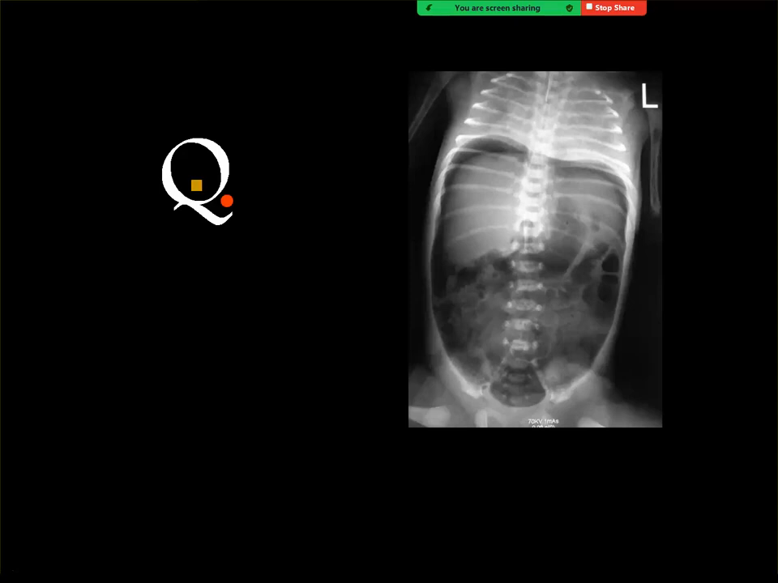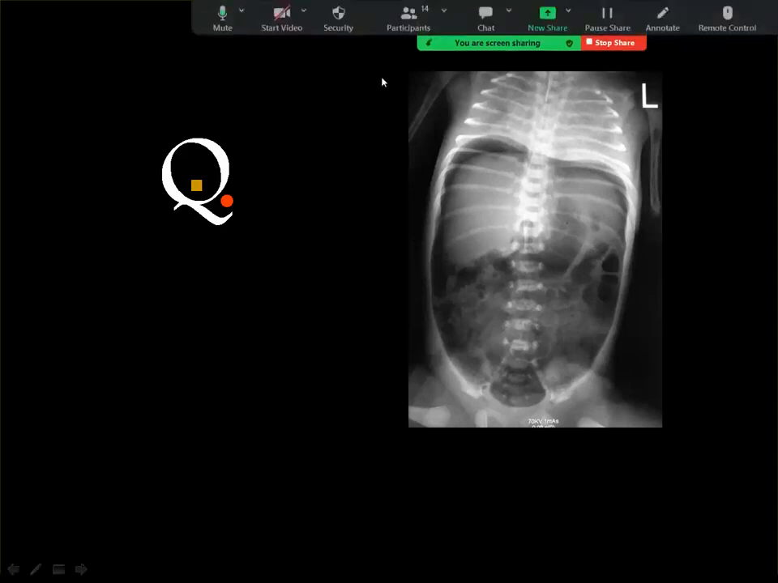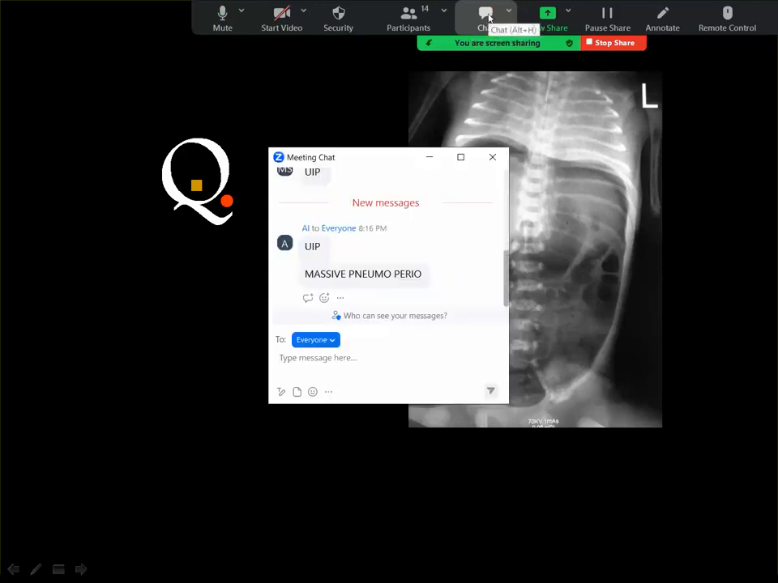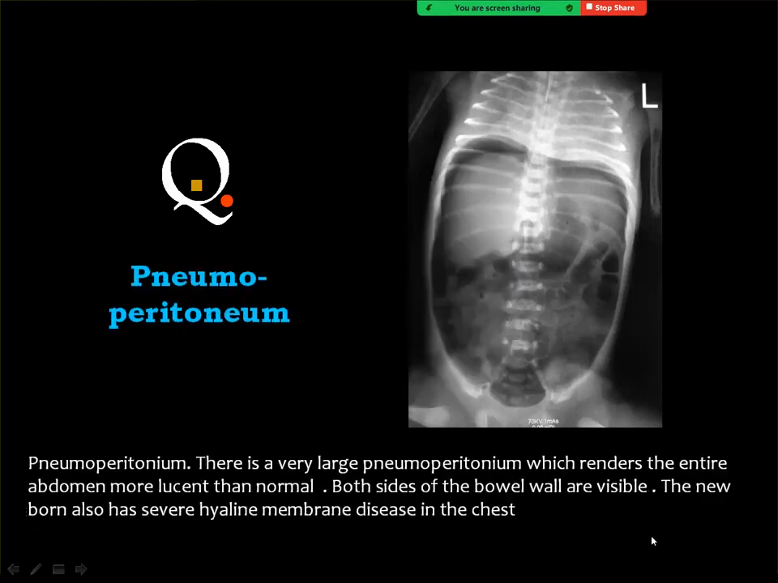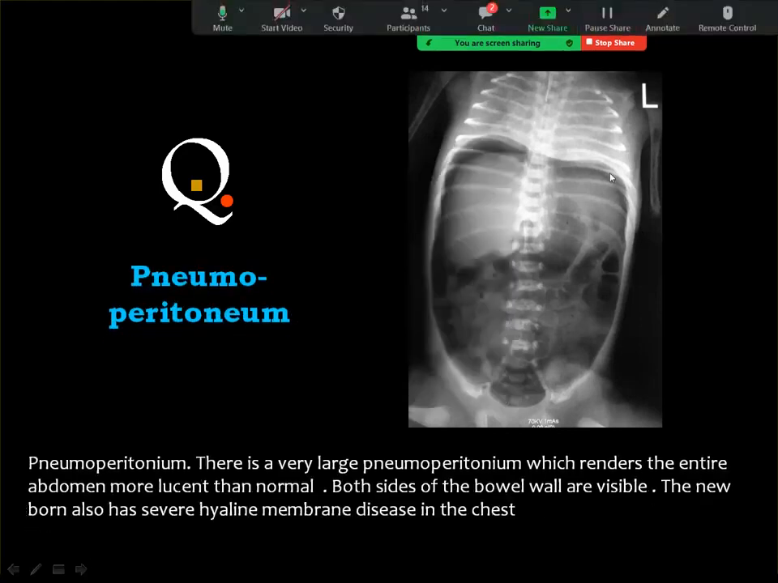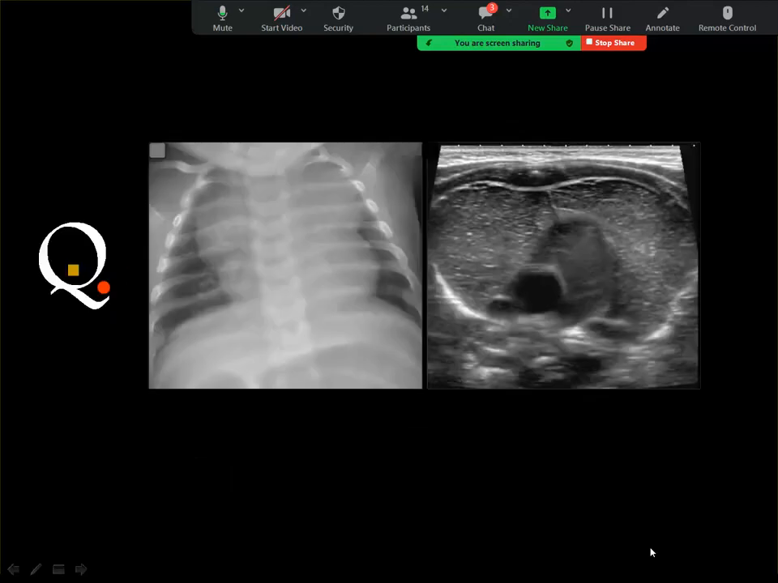This is a pediatric abdomen, and you got some translucency in the abdomen. Yes, and this is massive pneumoperitoneum. This is right. You see that air is surrounding all organs in the abdomen, and you got the accumulation or crowding of the abdominal organs in the midline, and this is diagnostic of pneumoperitoneum.